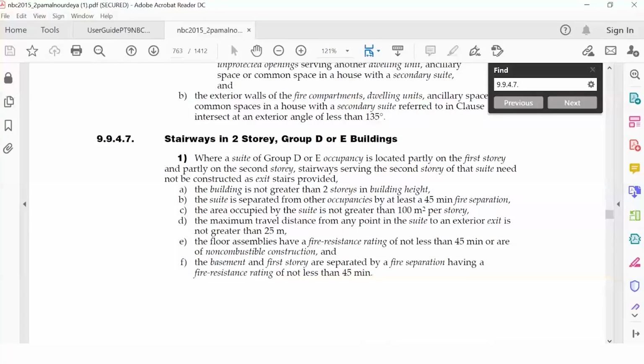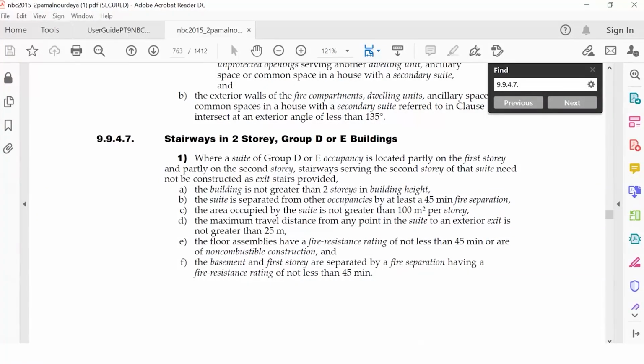The stairways serving the second story of that suite need not be constructed as exit stairs, provided the building is not more than 2 stories in building height. The suite is separated as a fire compartment from all other occupancies by 45-minute fire separation. The area occupied by the suite is no more than 100 square meter per story. And the maximum travel distance from any point of the suite to an exterior exit is not greater than 25 meter.